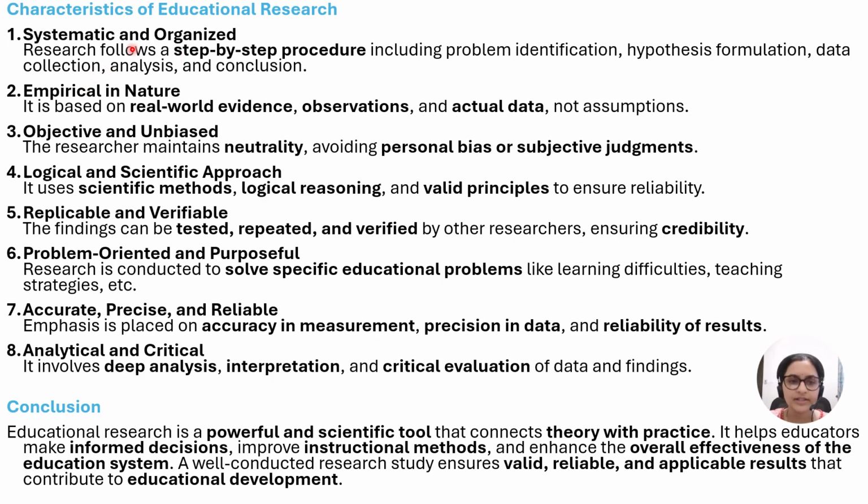Characteristics of educational research. It is systematic and organized. It is empirical in nature. That is, it is based on evidences, observation, and actual data, that is, numerical data. It is objective and unbiased, logical and scientific approach, replicable and verifiable. That means it can be repeated and it can be verified by other researchers, ensuring credibility. It is problem oriented and purposeful, accurate, precise, and reliable, analytical and critical.